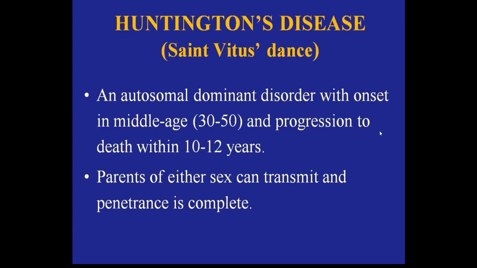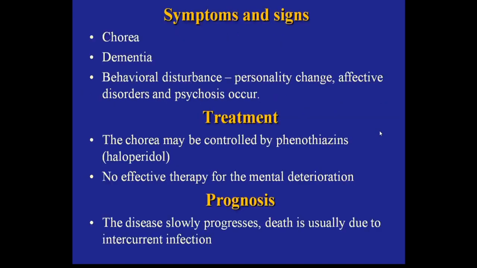Not so good in prognosis is Huntington's disease, or St. Vitus dance, an autosomal dominant disorder with onset in middle age, 30-50 years, and progression to death within 10-12 years. Parents of either sex can transmit, and penetrance is complete.